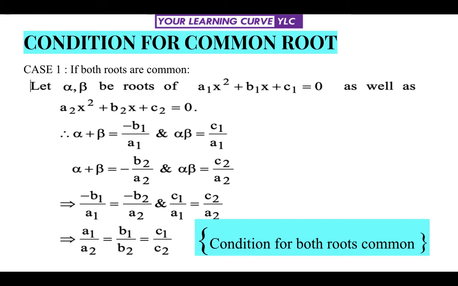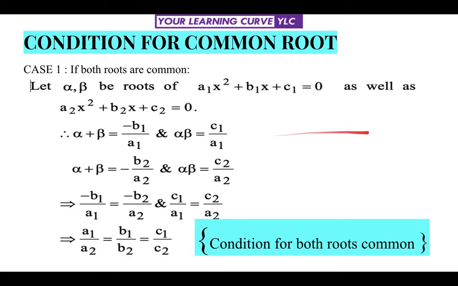roots. But what happens if these two equations have something in common, that is, either one of the roots of these two equations is common or both the roots are common? So we will try to find out a condition to get at least one root common or both roots common. First we will discuss the case of both roots common.